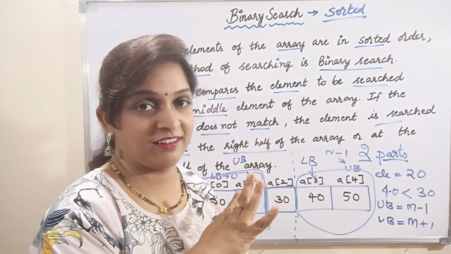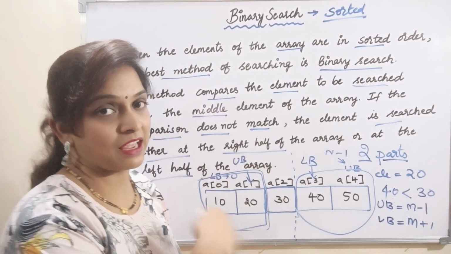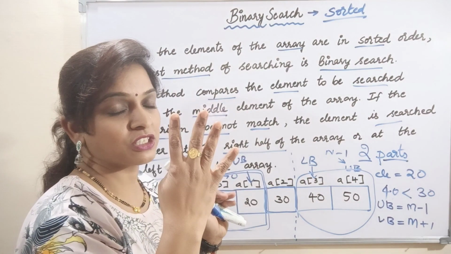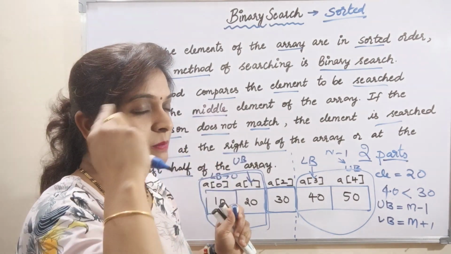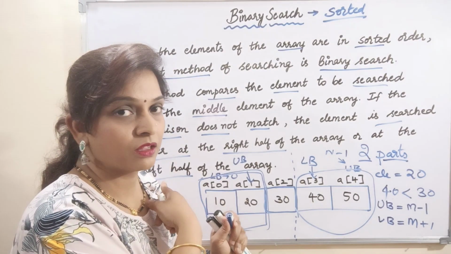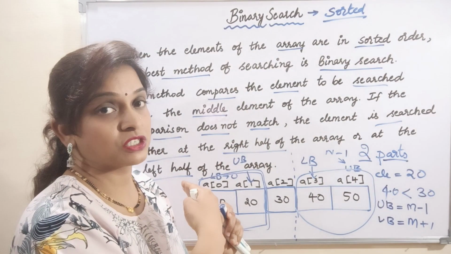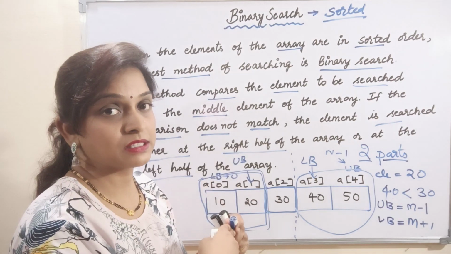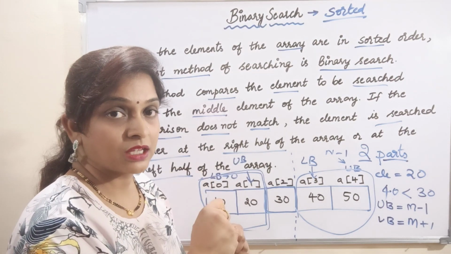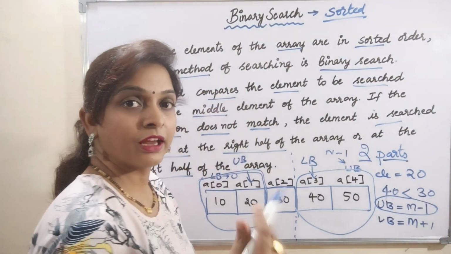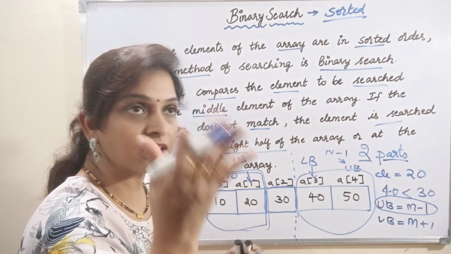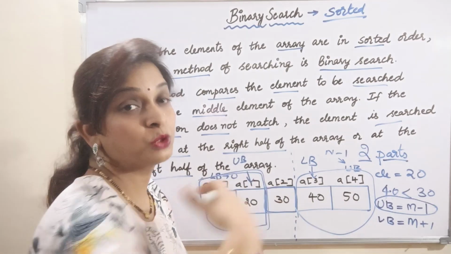If the search element is found to be less than the mid element, less, move towards left, L L. When I move towards left, just imagine virtually, left means the lower bound will be the same. That's just imagination. The lower bound will be the same. I have to bring the upper bound, so I need to subtract. So it is upper bound equal to mid minus 1.